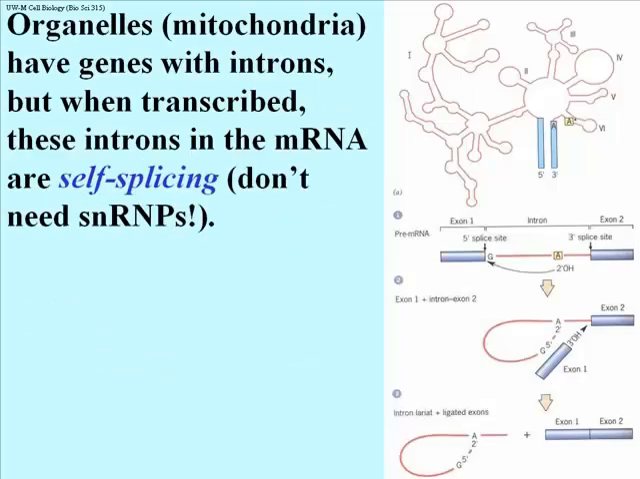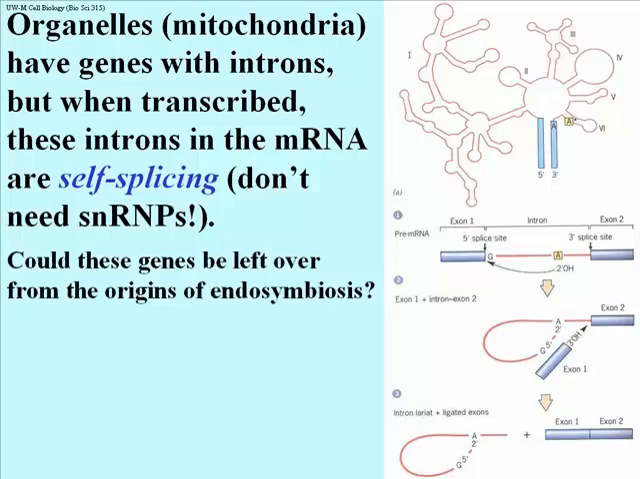This might shed some light on the argument. The genes in some organelles, mitochondria and chloroplasts, have introns. Even more surprising was the finding that these introns in many cases were self-splicing. That is, they did not use a spliceosome-like mechanism or other enzymes to bring the exons together and to ligate them.